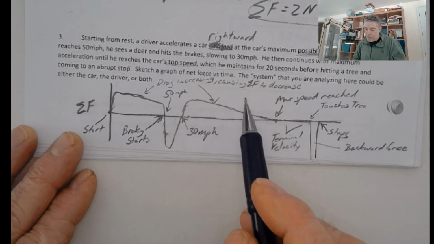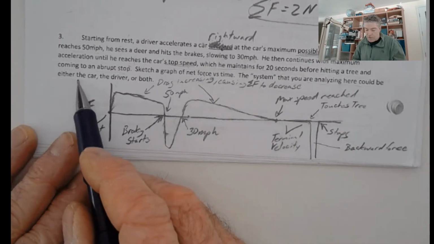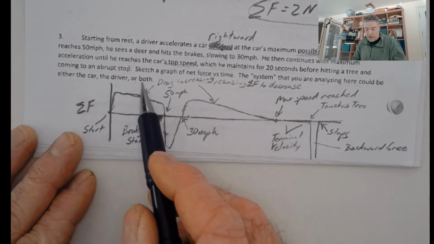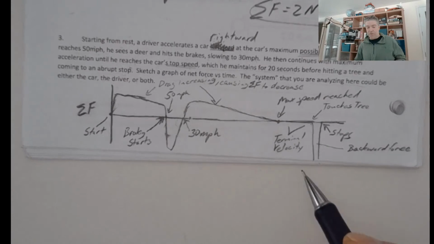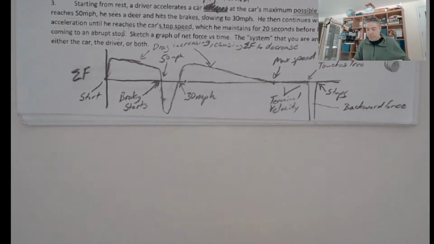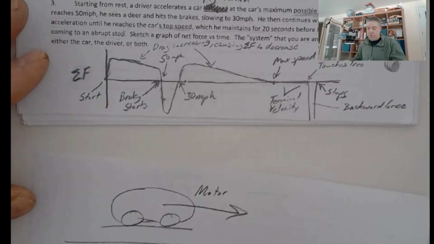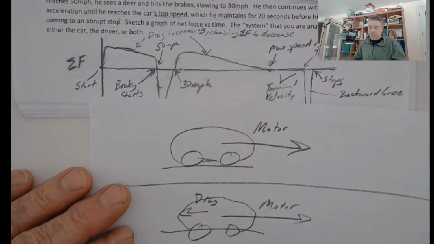Sketch a graph of net force versus time. The system could be either the car, the driver, or both. I'm doing the car, or at least I drew pictures of the car. As I mentioned on the test, I'm going to have you do a series of diagrams.